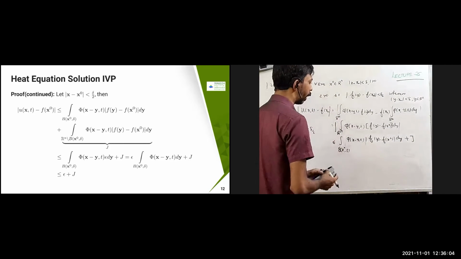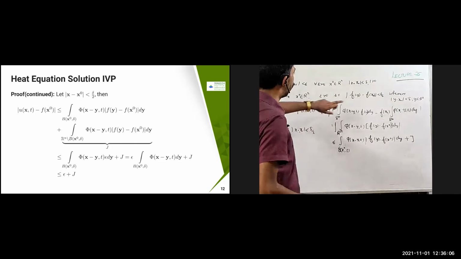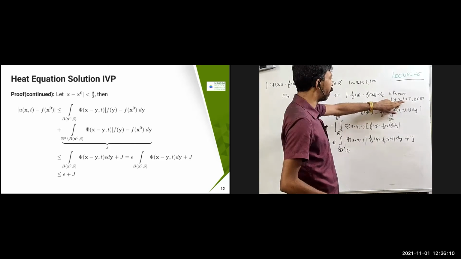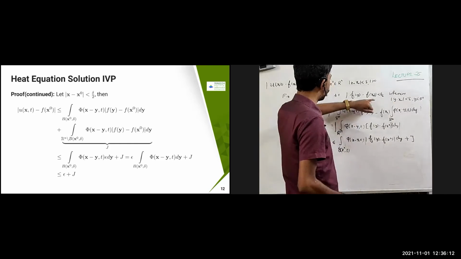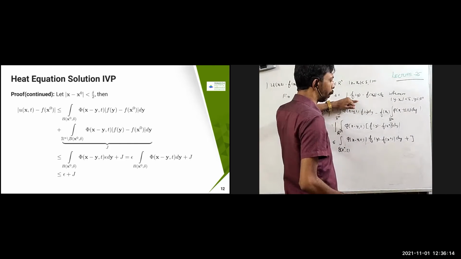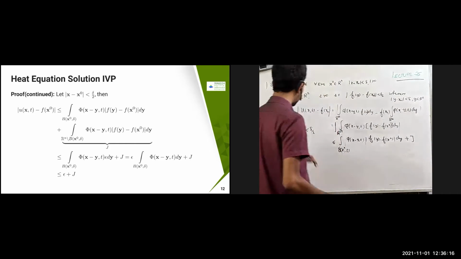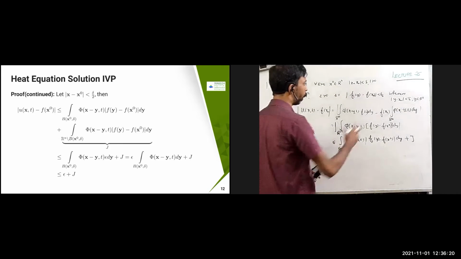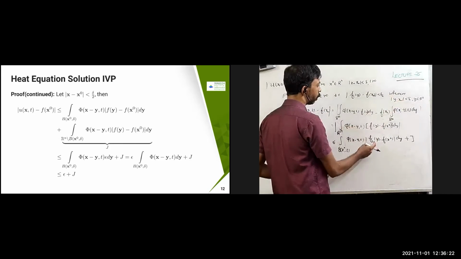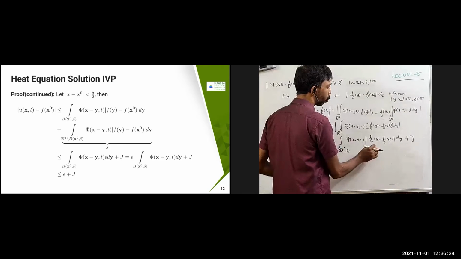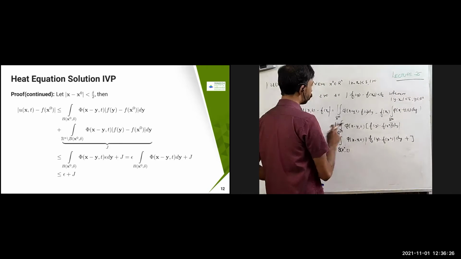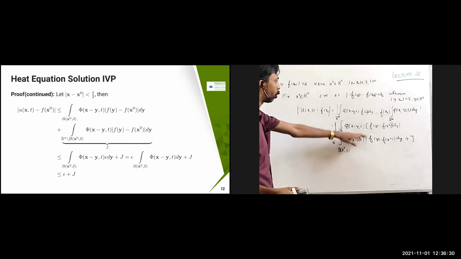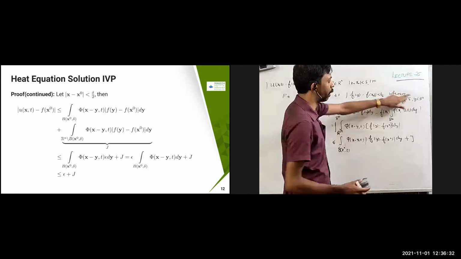For this integral, whenever modulus of y minus x naught is less than delta, what I'm going to have is that modulus of f of y minus f of x naught is going to be less than epsilon by 2. So I have chosen my x minus x naught less than delta by 2. Therefore, I can choose my y in such a way that if y belongs to B of x naught comma delta, this is going to be inside this radius, y minus x naught less than delta.